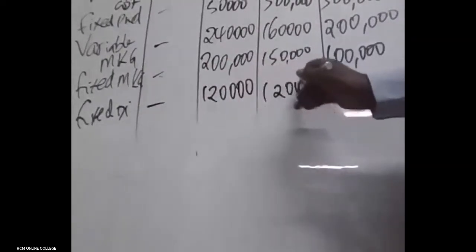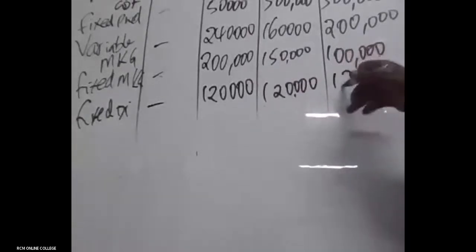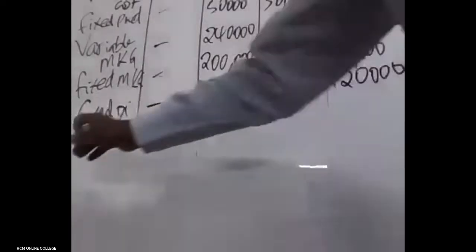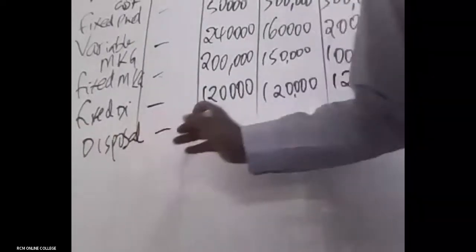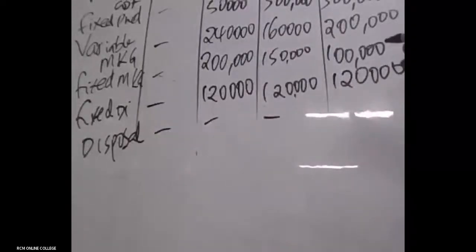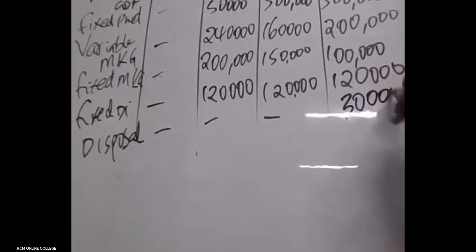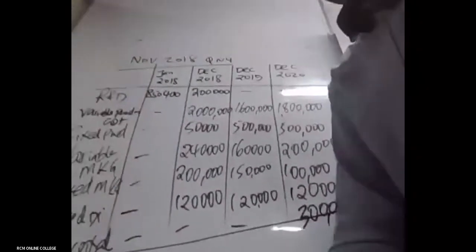Constant, we are lucky. Alafu ya mwisho ni namna gani? 120 pia. The very last expenditure there is known as what here? Disposal cost. Dash. Disposal cost inakuja ngapi? 300,000. Is it a cost or a revenue? Is it a cost or a revenue?